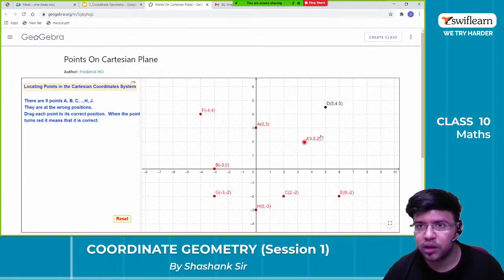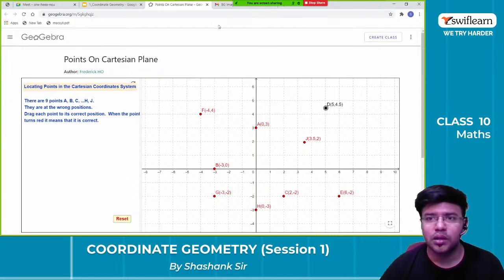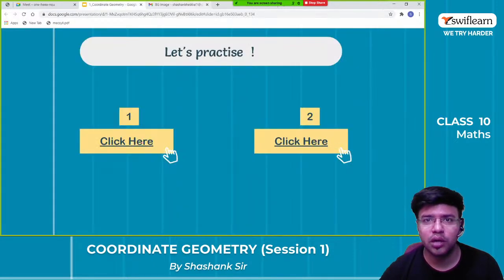So somewhere here. Even this one I should place exactly, then it will also become red. But you are getting this right. 5 is the x coordinate, 4.5 is the y coordinate. Between these 2 points, you will get the answer. Okay. So moving back to our this.